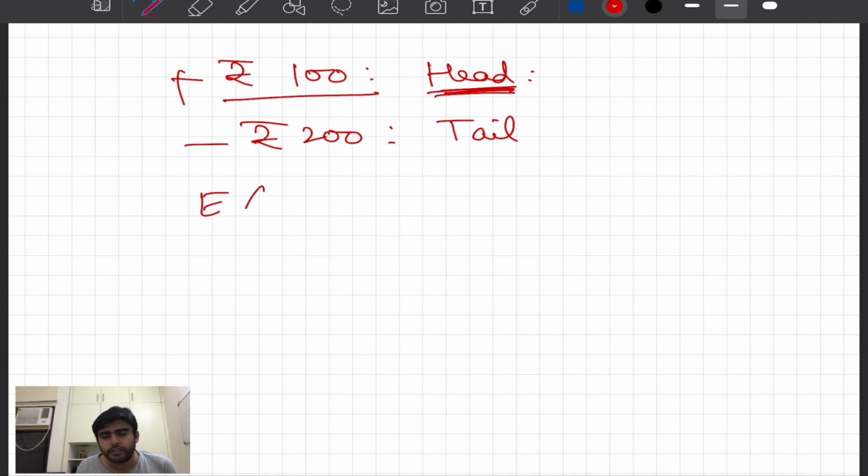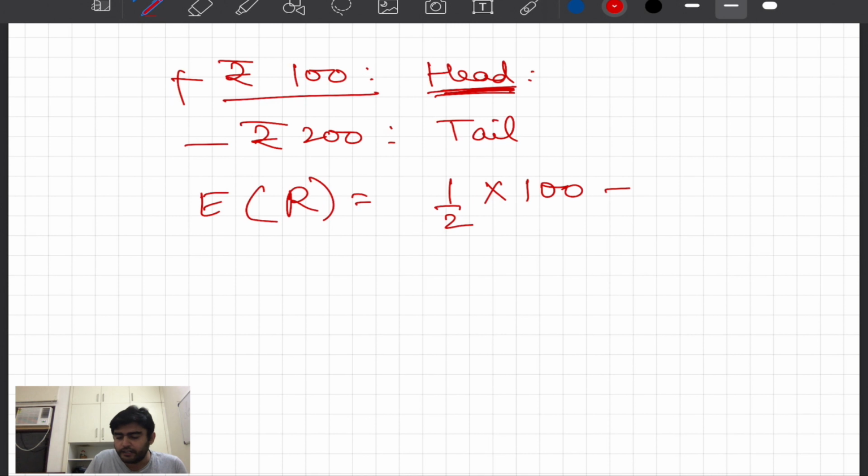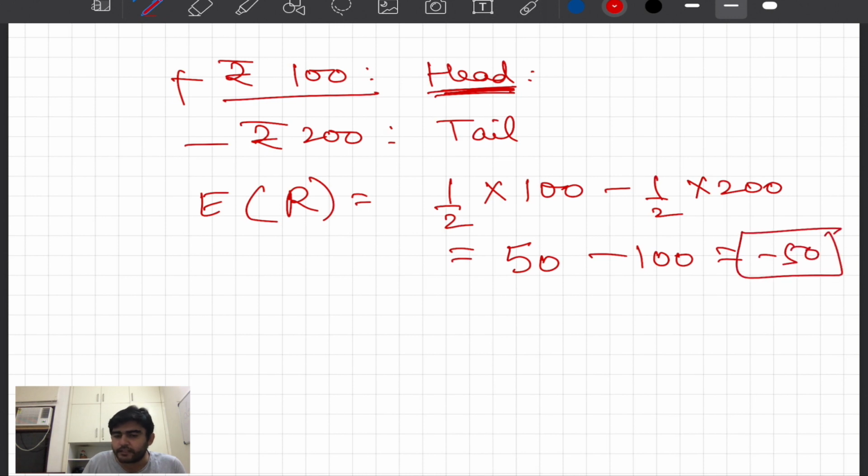But when we try to put it in a mathematical perspective, you would say that my expected return in this case is equal to the chance of getting head, which is half, times the associated gain of rupees 100, plus the chance of getting tails, which is 1 by 2, times 200. So your expected return in this case is 50 minus 100, which is minus 50.